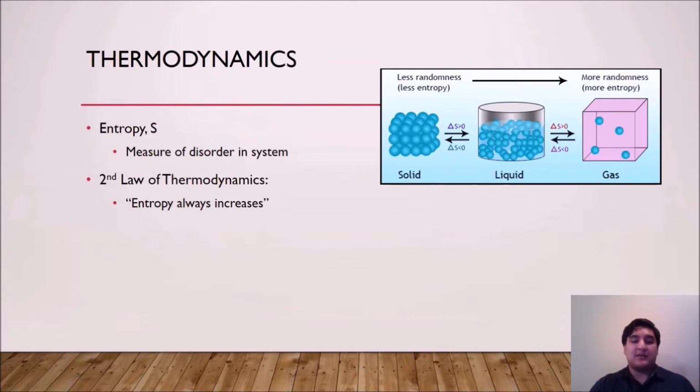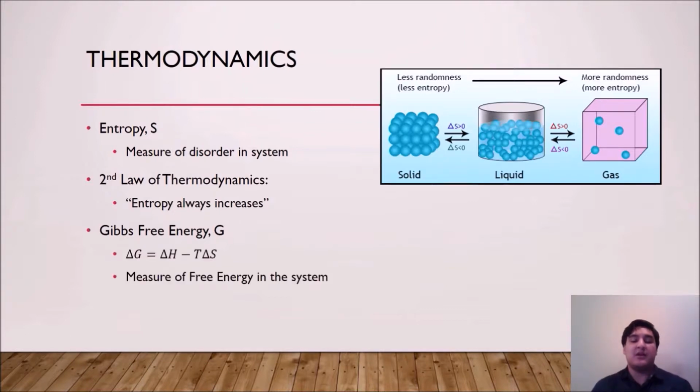Using the enthalpy and the entropy, we get the Gibbs free energy, which tells us the amount of free energy in the system. If we have a negative amount of free energy, that means that a system will happen spontaneously, meaning that it doesn't require any more energy input. But if it's positive, that means that it requires an energy input to occur.